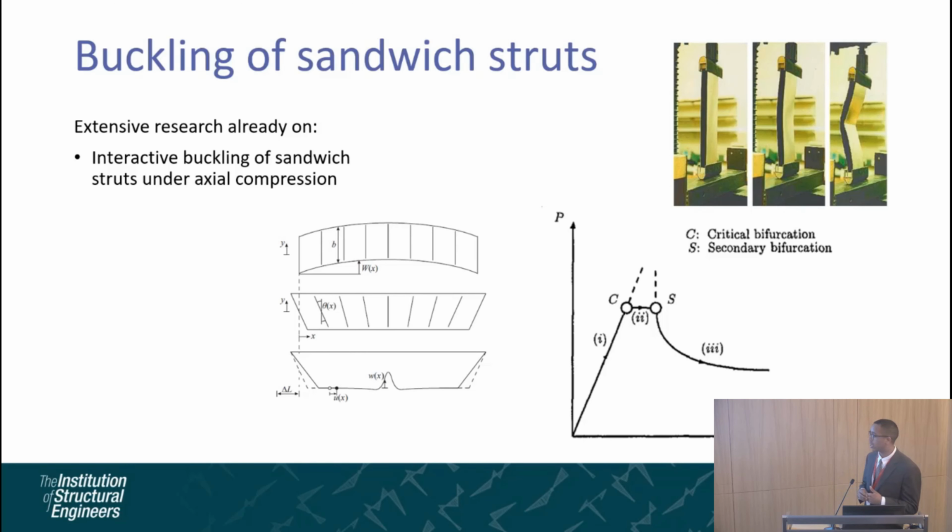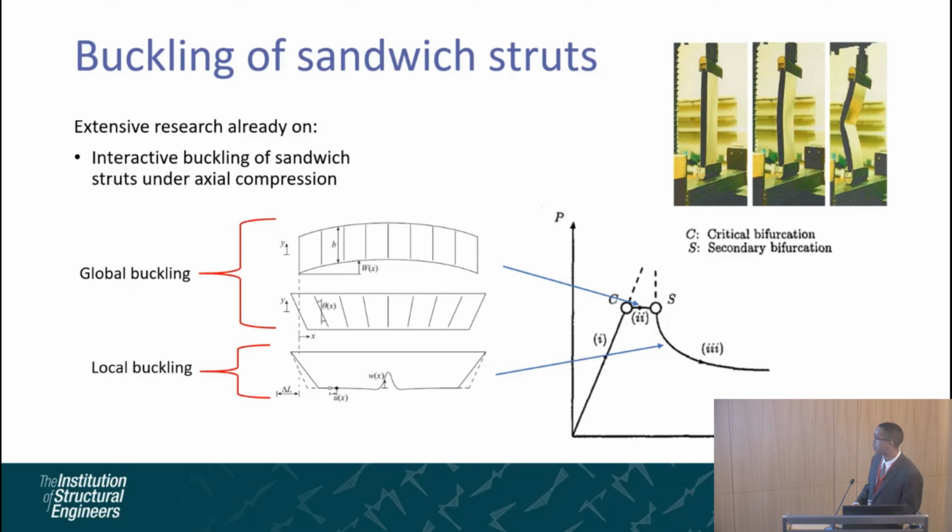Above this point, you start getting global effects, so an Euler-type bending of the sandwich strut. Subsequently, you reach a point S, which is the secondary bifurcation point, and beyond this point, you start seeing localized effects on the bottom faceplates, such as the wrinkling that you see there. And by changing the different parameters, such as the length or the depth of the panel, you can alter the load capacity as well as the onset of global and local modes.